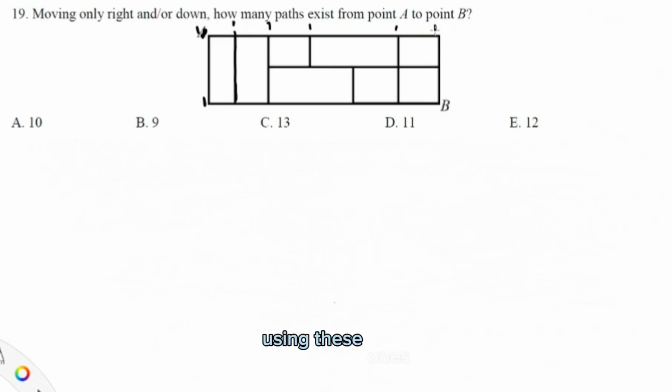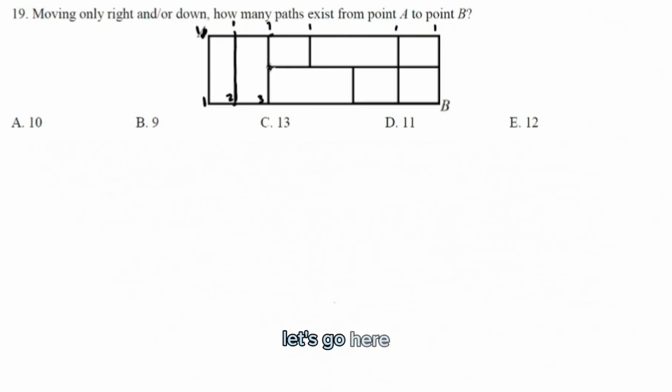Alright, using these 1s, we can solve the rest of the problem. First off, 1 and 1. If there's a box like this, and on the outer corners there are 2 numbers, you can just add them to get what's in the lower corner, right here. So 1 plus 1 is 2. Next, we can do the same thing here. So the 1 and the 2 gets 3.